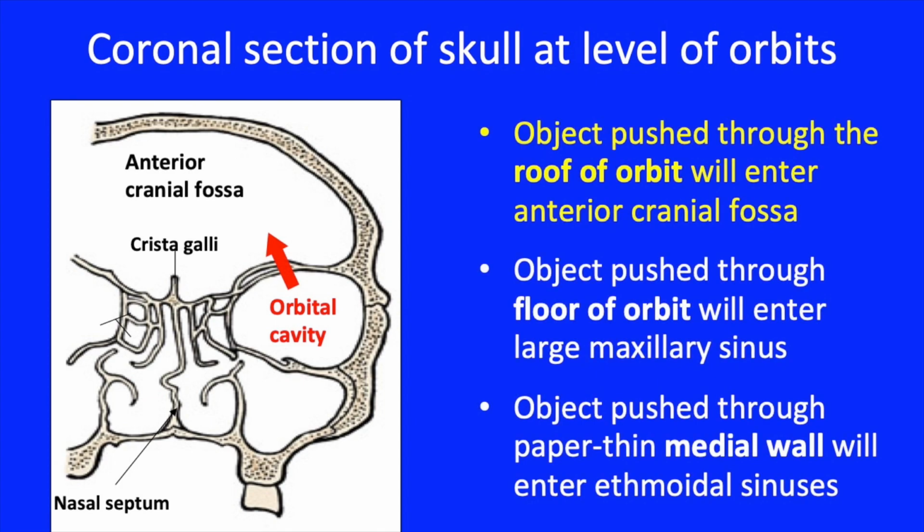If a sharp object is pushed through the roof of the orbit, it will enter the anterior cranial fossa. If an object is pushed through the floor of the orbit, it will enter the large maxillary sinus. And if an object is pushed through the paper-thin medial wall, it will enter the ethmoidal sinuses.